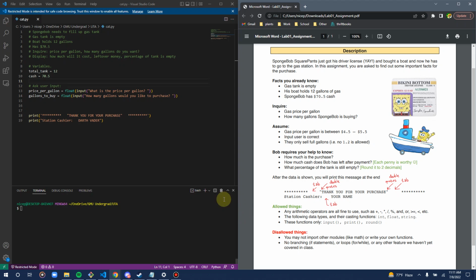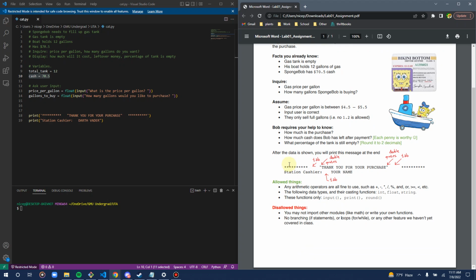Okay, and I'm just going to dive right into it. So I've defined a couple of variables here already. I created a total tank to represent how much this tank can be filled with, as well as how much cash SpongeBob currently has. And I've also already typed up this print statement at the end, just so you guys don't have to watch me type so much.